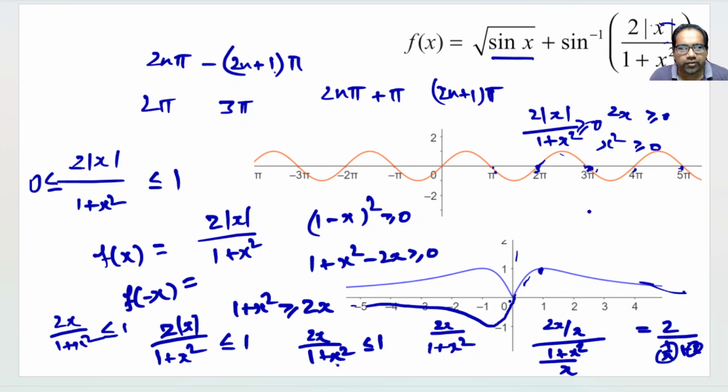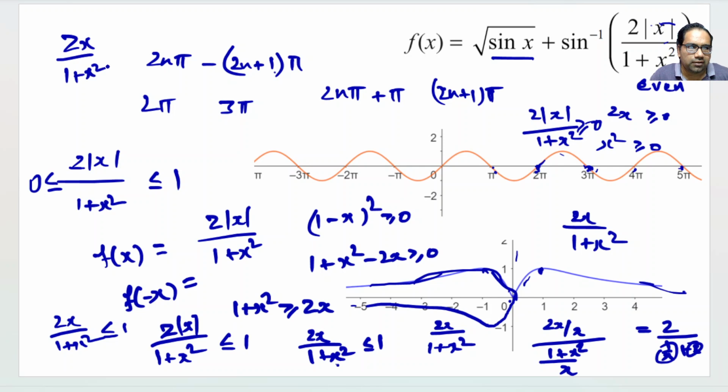Now, if we draw the graph of 2x by 1 plus x square, it will look like this. Now, because it is 2 times absolute value of x, whatever is in the bottom part will shift upwards. So this graph, 2 into absolute value of x by 1 plus x square, is even. But 2x by 1 plus x square is odd. If you replace x with minus x, then we will get minus of 2x by 1 plus x square, right? So that is odd. Please note the difference in the graphs.